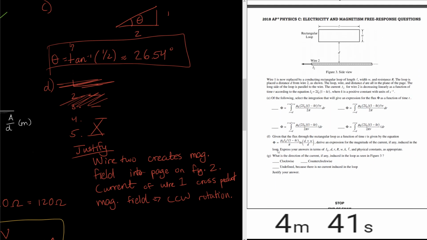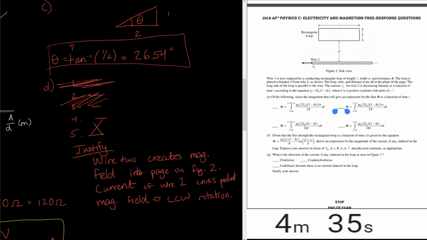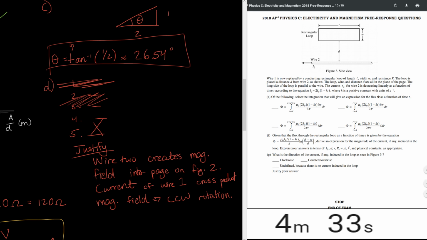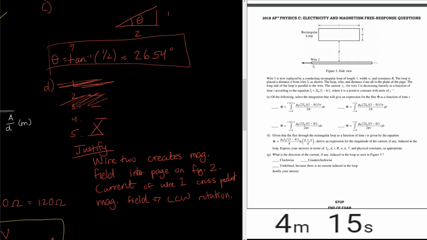Alright, wire 1 is now replaced by a conducting rectangular loop of length L and width W with resistance R. The loop is placed at a distance D from wire 2 as shown. The loop, wire, and distance D are all in the plane of the page. The long side of the loop is parallel to the wire. The current I2 in the wire is decreasing linearly as a function of time according to I2 equals 2I0 minus Kt, K a positive constant with units of inverse seconds. That's all well and good.